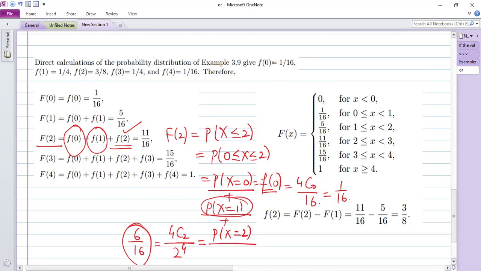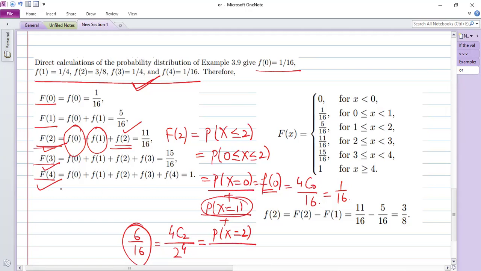Okay. And you can see the values of the probability mass function are actually given here. And please mind, what is this capital F? This capital F is CDF, the cumulative distribution function. And what is this small f? It is the probability mass function, which is basically a probability distribution function. Okay, so that's how we will calculate the value of f at 2, f at 3, and f at 4.